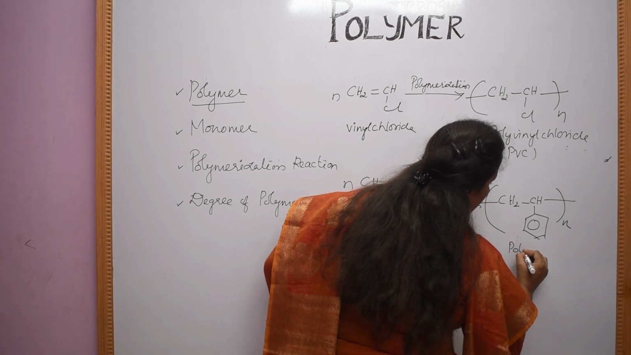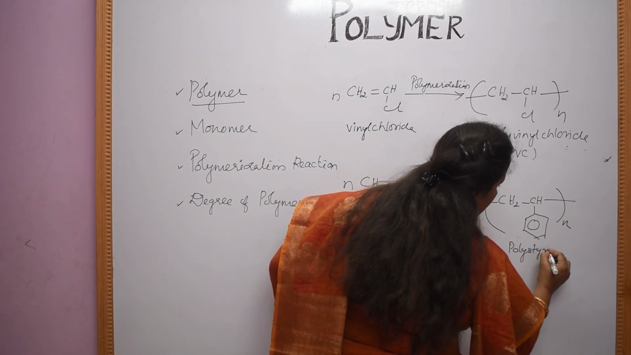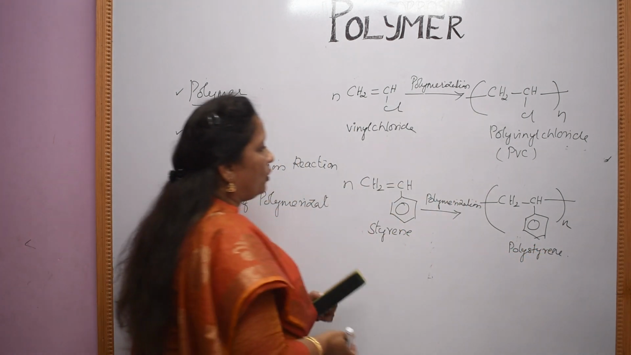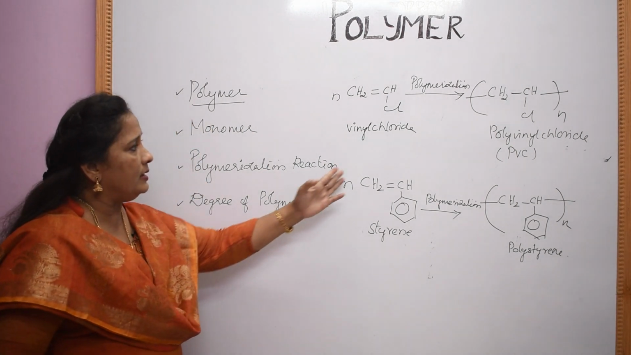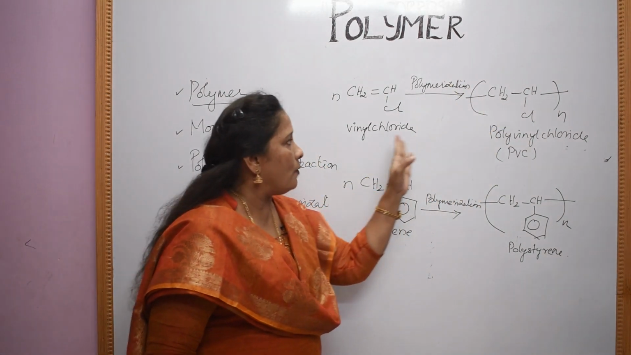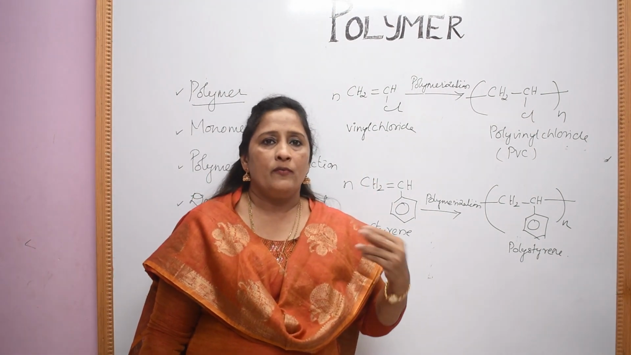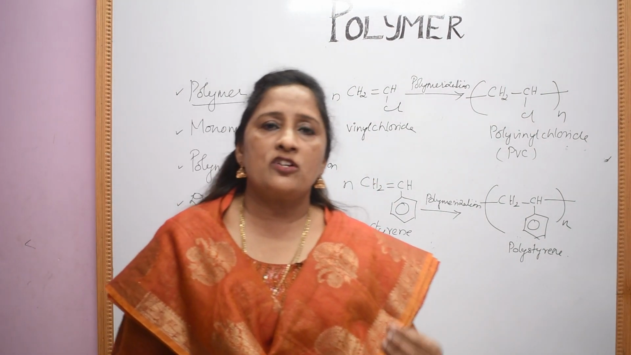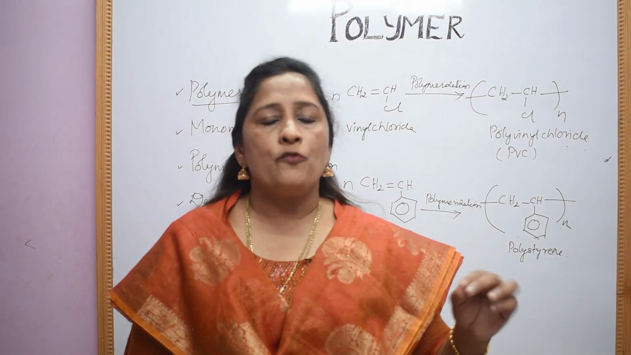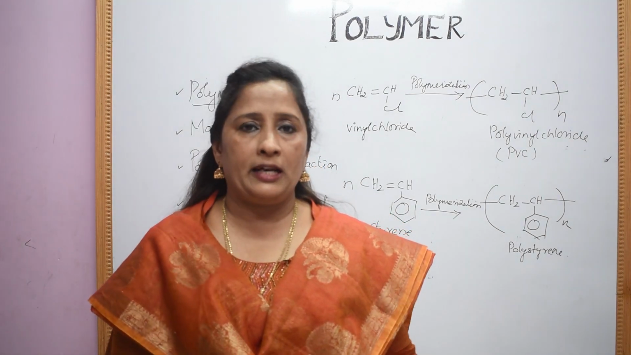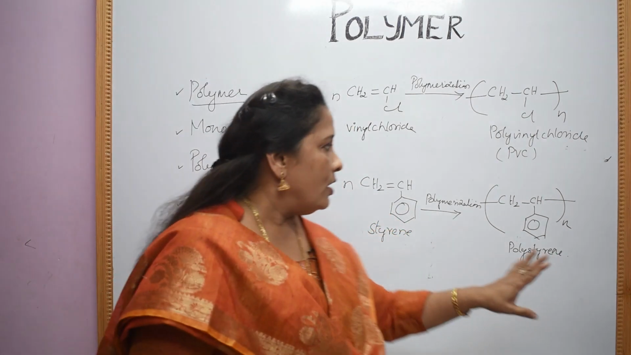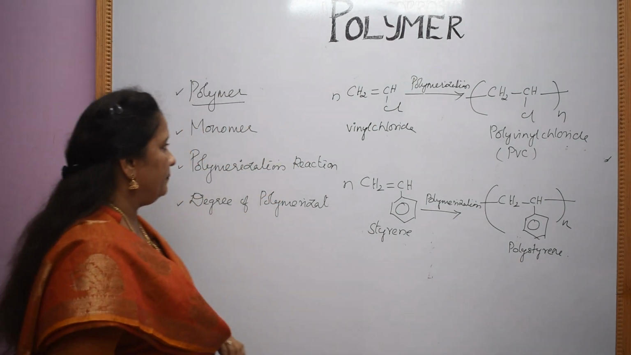This is the structure of polystyrene. So now we know what is a polymer. A polymer is a macromolecule formed by linking together a large number of small units. We have seen the example of formation of polyethylene from ethylene, formation of polyvinyl chloride from vinyl chloride, and formation of polystyrene from styrene. Right.